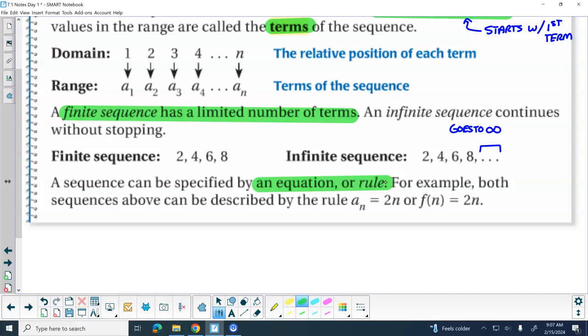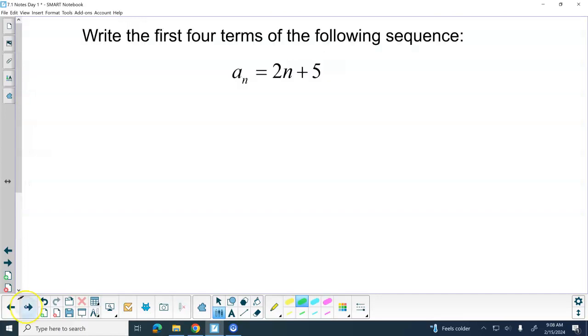We have three different kinds of sequences. We have arithmetic sequences, which we are going to start today. With arithmetic sequences, we add to get the next term. We also have geometric sequences. That's where we multiply to get the next term. And then we have infinite geometric series, but that's a series. We'll get to that later on.